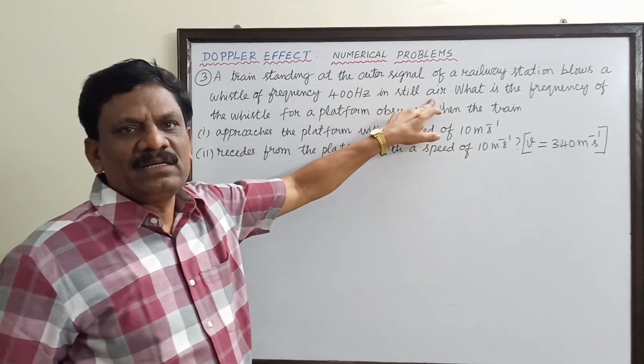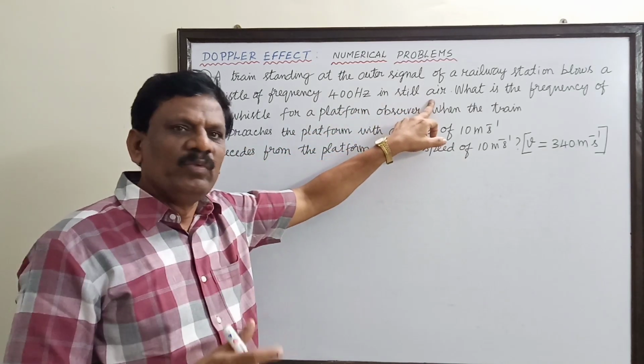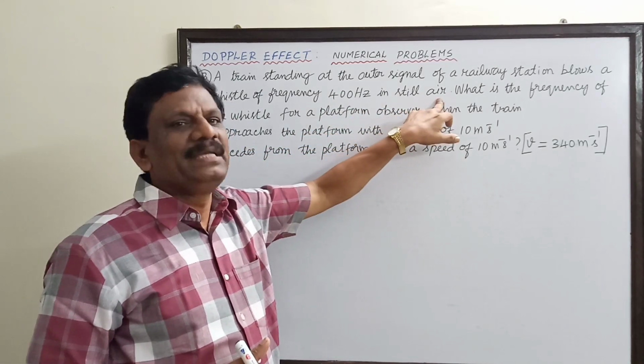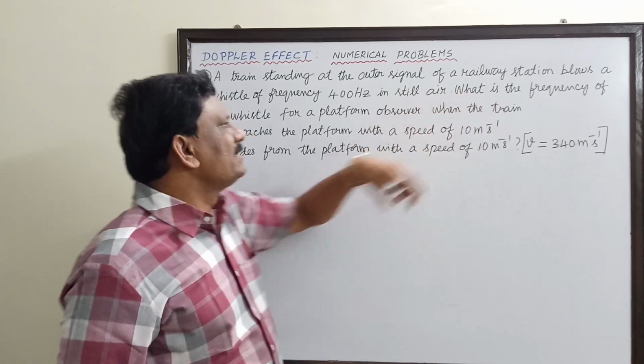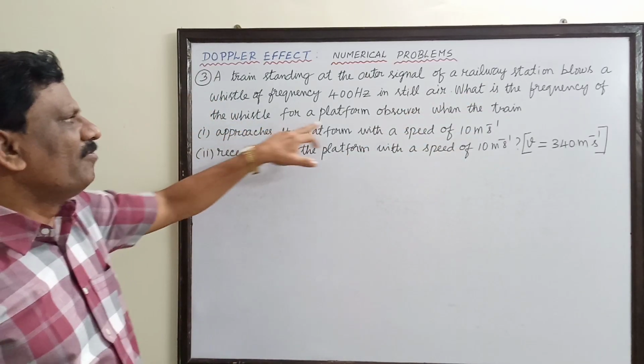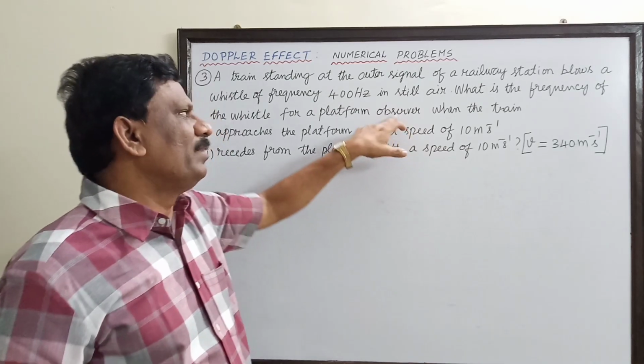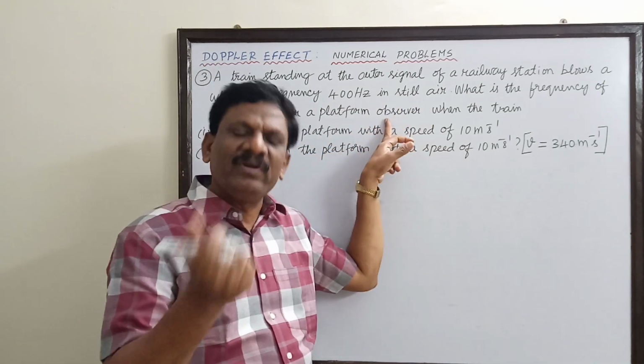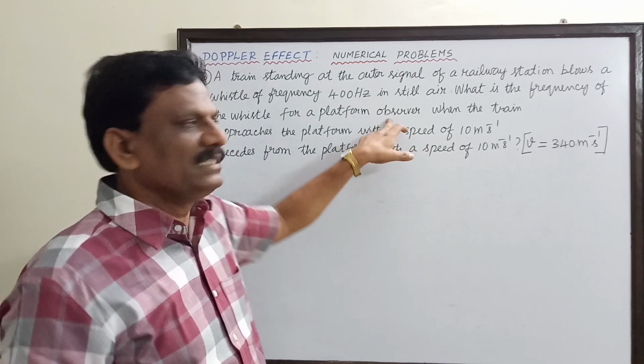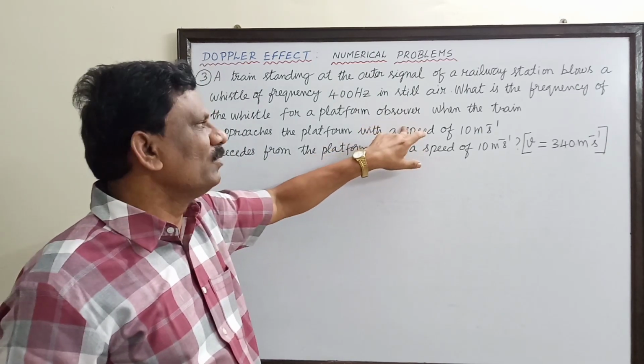In still air means what? Air is not moving. So velocity of the medium is to be taken as 0. What is the frequency of the whistle for a platform observer? The platform observer is assumed to be at rest, a stationary listener. So VO is equal to 0.